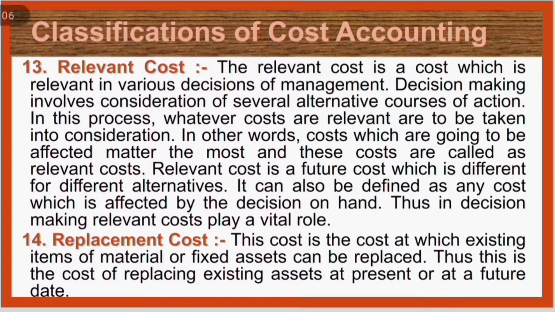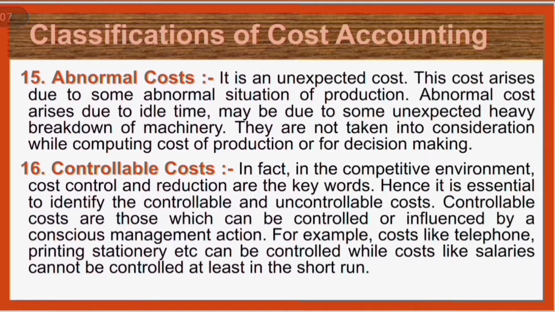Number 14, replacement cost. This cost is the cost at which existing items of material or fixed assets can be replaced. Thus, this is the cost of replacing existing assets at present or at a future date. Classifications of cost accounting. Number 15, abnormal costs. It is an unexpected cost. This cost arises due to some abnormal situation of production. Abnormal cost arises due to idle time, maybe due to some unexpected heavy breakdown of machinery. They are not taken into consideration while computing cost of production or for decision making.